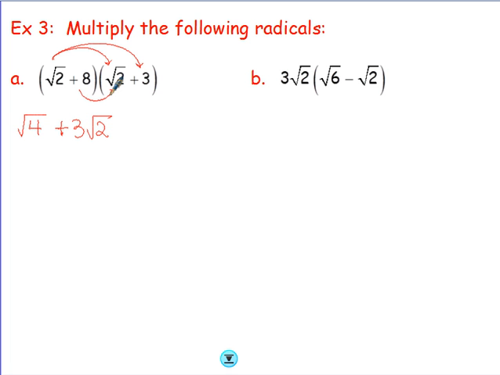We go to the bottom. 8 times radical 2, same thing. The 8 stays outside, the 2 stays inside. And then finally we have 8 times 3, and that's 24.